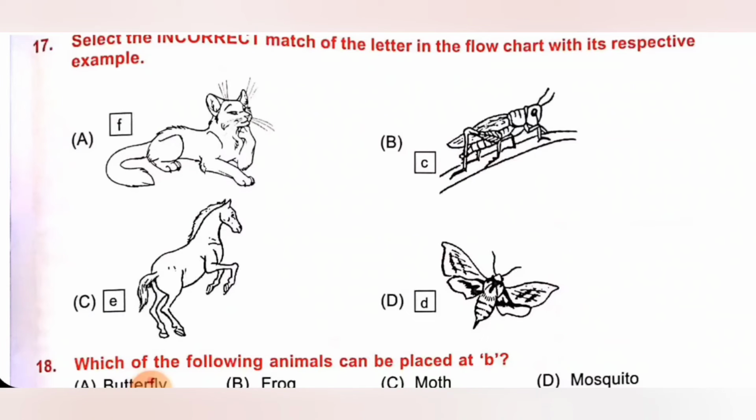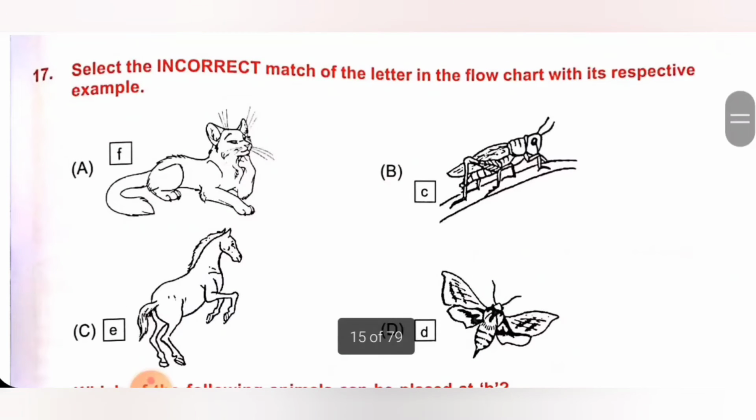Okay. So according to the flow chart, C indicates an animal that lays eggs and also has a 4-stage life cycle, but it lacks wings. So it cannot be a grasshopper because we know grasshopper have 3-stage life cycle. So in the given question, they asked for the incorrect match.